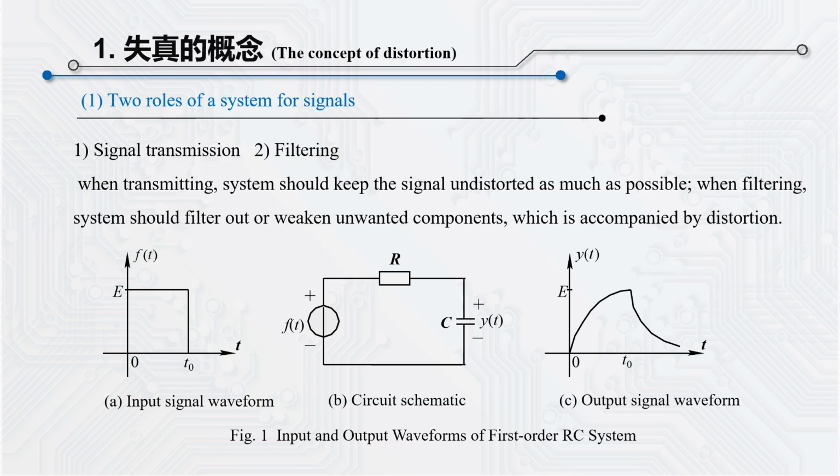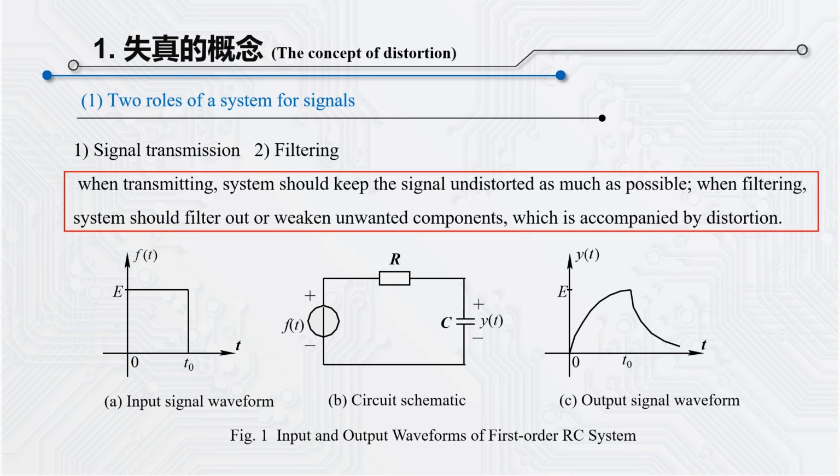Let's start with the concept of distortion. In general, a system has two roles for signals. One is signal transmission, and the other is filtering. When transmitting a signal, the system should keep the signal undistorted as much as possible. And when filtering, the system should filter out or weaken the unwanted components, which is accompanied by signal distortion.